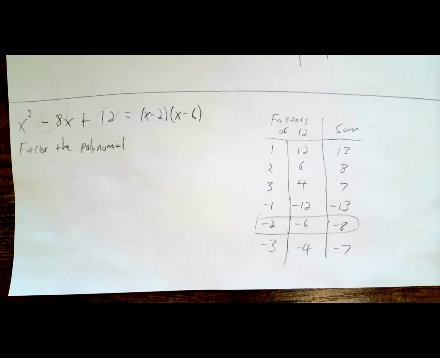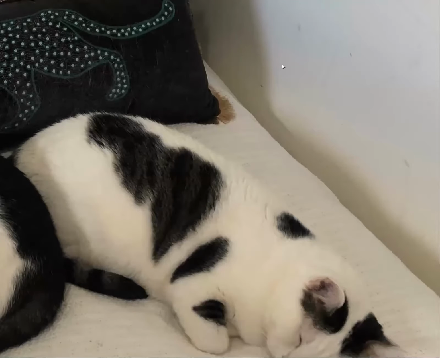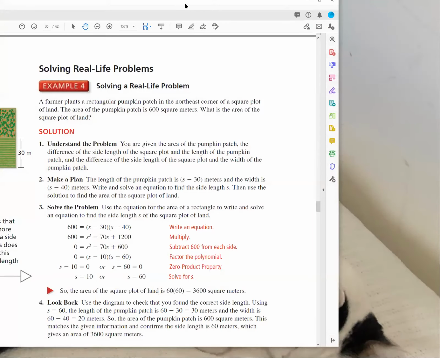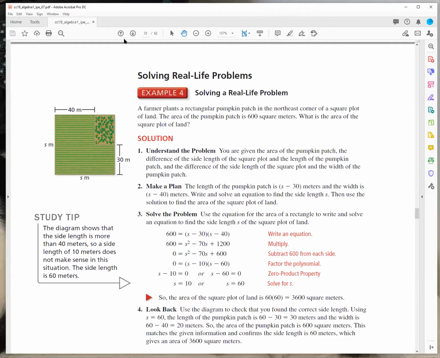Okay, so any questions or comments on that? Let's check in with our textbook briefly. See how that's being explained there. See if I can get this set up. Okay, let me know if you've got any issue seeing that.